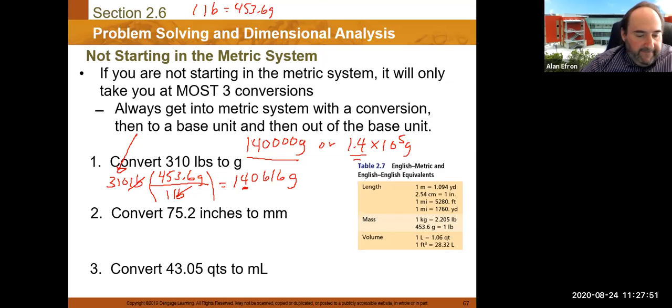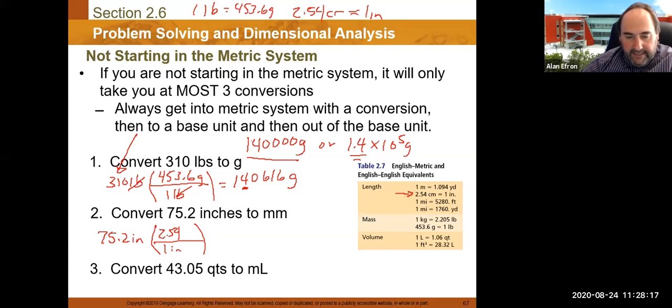Next one, we're going from inches to millimeters. So we could use our conversion here where we have our 2.54 centimeters is 1 inch. And starting with our 75.2 inches, again, inches on top, so we want inches on the bottom. So 1 inch is our 2.54 centimeters. Again, here our inches will cancel if you like.